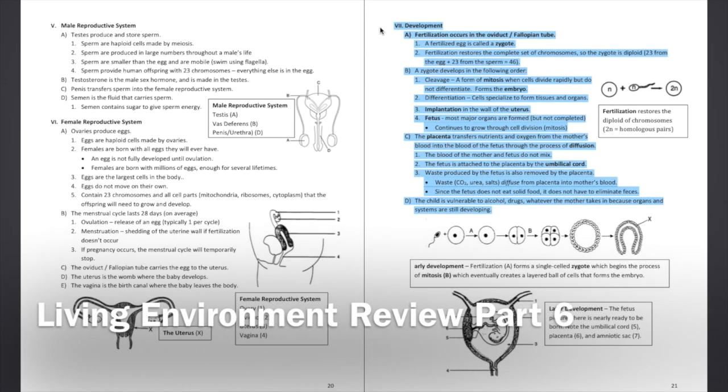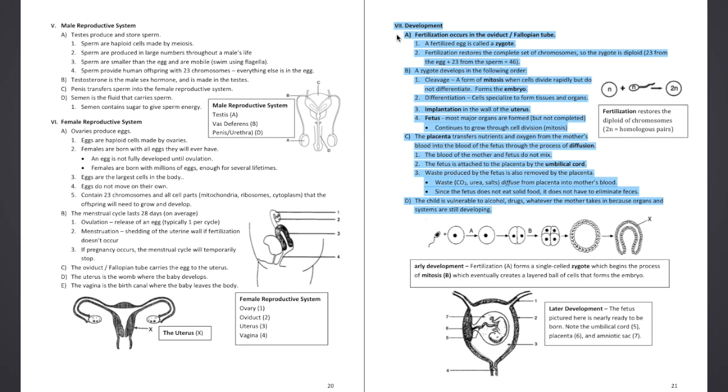7. Development. A. Fertilization occurs in the oviduct, fallopian tube. 1. A fertilized egg is called a zygote. 2. Fertilization restores the complete set of chromosomes, so the zygote is diploid, 23 from the egg plus 23 from the sperm equals 46.